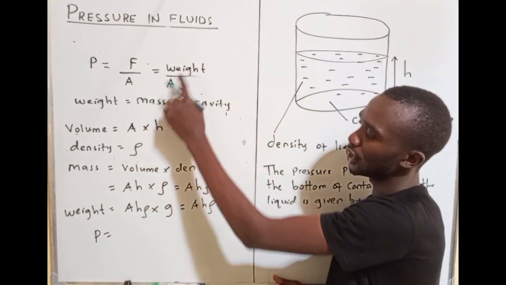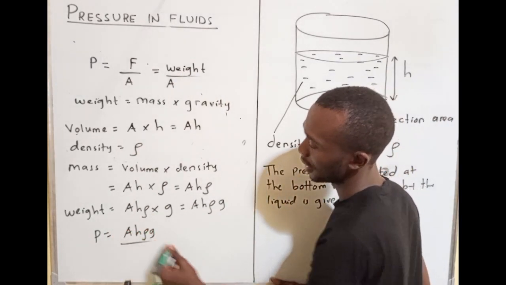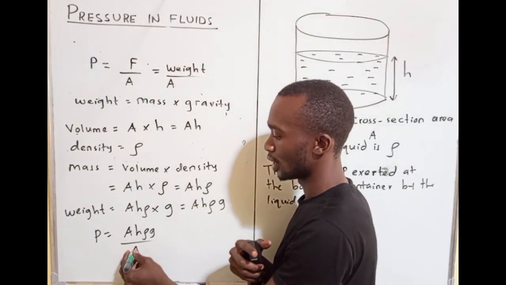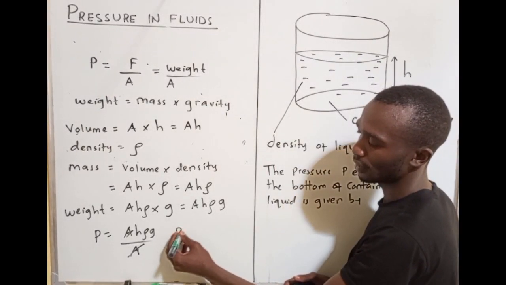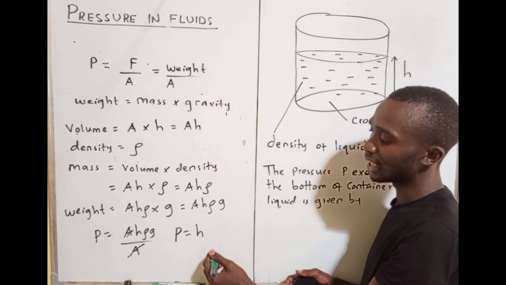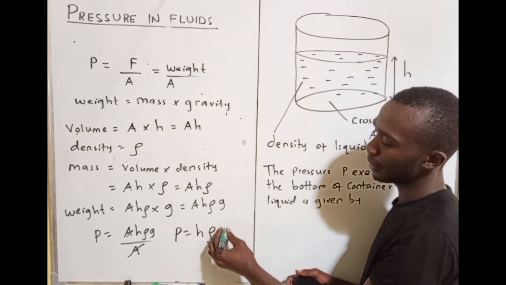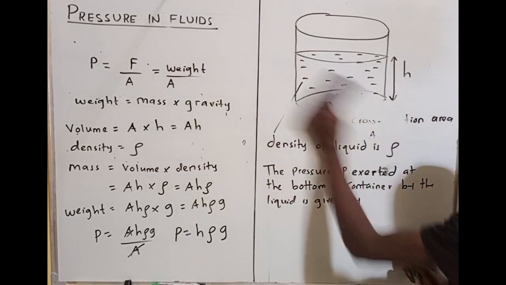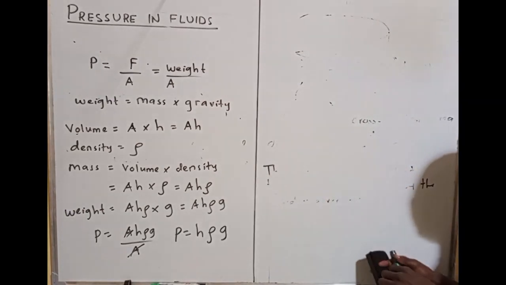The weight of the liquid, which is A H rho G, over the cross-sectional area of the container, which is A. So we find A and F. So the fluid pressure formula P is equal to the product of the height of the fluid, that is the depth of the fluid, multiplied by the density of the fluid and multiplied by the gravitational field strength, where P represents pressure.